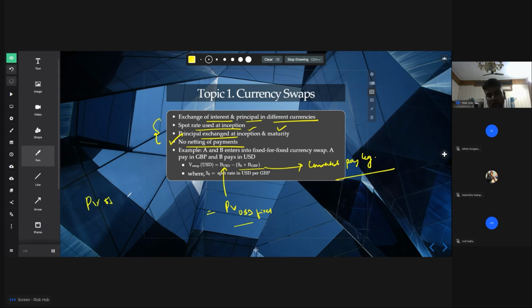Present value of B's fixed USD coupons plus return of notional USD.